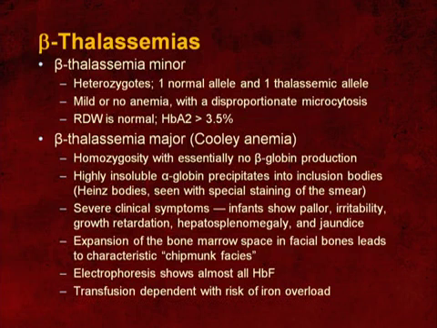You can have beta thalassemia trait, sometimes called beta thalassemia minor. These are people who are heterozygotes. They have one normal allele and one thalassemic allele, meaning they're not making enough of the beta chain. They will have mild anemia with a disproportionate microcytosis. Their RDW is going to be normal, but they're going to have extra A2. So that was the question we asked.